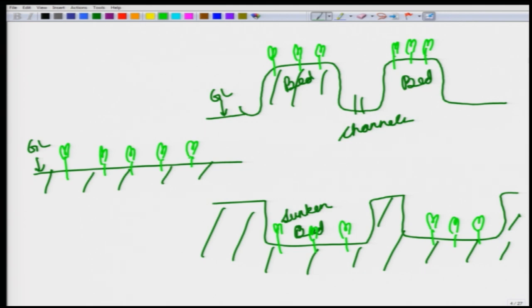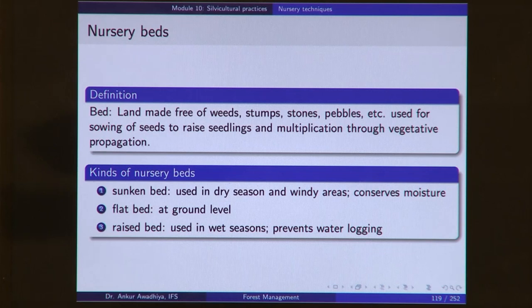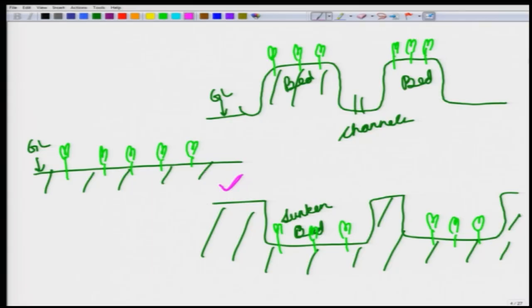Now, when should we use which kind of a bed? A sunken bed is typically used in dry season and in windy areas because it conserves moisture. So in the case of this sunken bed, if you add water to this area, the water will enter into these beds, and it will stay in these beds for a longer period of time. So, the water gets concentrated in these beds.